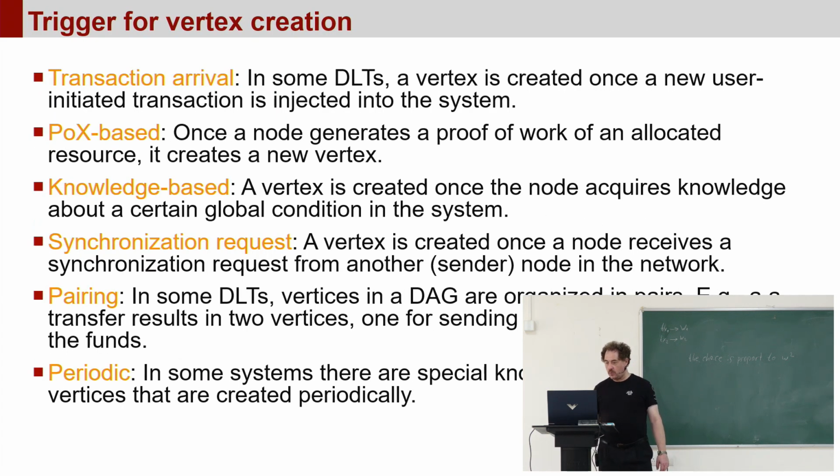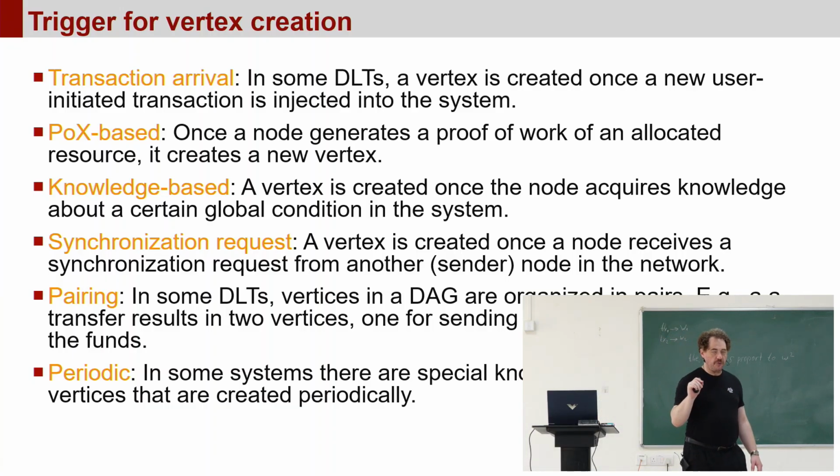Okay, what's the trigger for vertex creation? Transaction arrival. In some DLTs, a vertex is created once a new user-initiated transaction is injected in the system. In some other cases, it's based on POW or proof of stake. By the way, collectively, proof of something is referred to as POX. POX is an abstract reference to proof of work, proof of stake, proof of authority, proof of elapsed time. So it means some mechanism to this end.